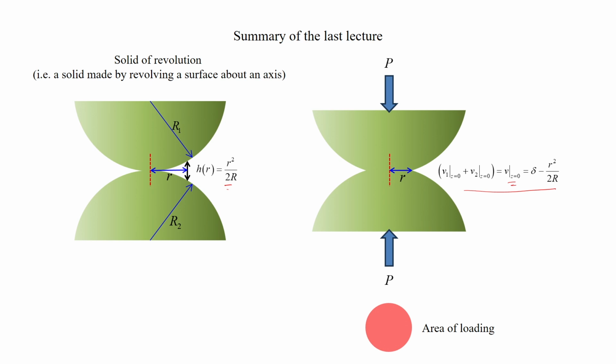Now, how exactly this was found out was by making some very important assumptions. One was that this particular contact is frictionless. That is, when you apply the load, it is only the normal stress that acts at the contact area, but no friction. And the second thing is that this contact area radius, let us say this distance is r here, or let us say this is a here.